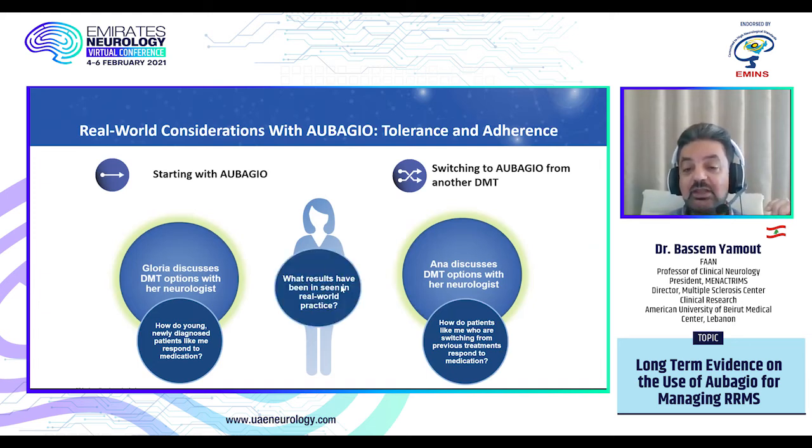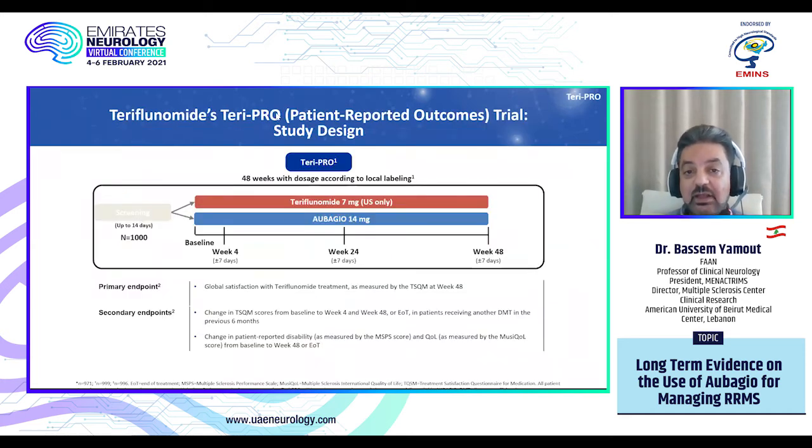So is there any real-world practice evidence to look at the tolerance of Obagio? And the answer is yes. The TerryPro trial was designed specifically to check the quality of life of patients and their satisfaction with Obagio. Around 1,000 patients entered at baseline were followed for a full year and were administered the TSQM, which is basically a quality of life questionnaire that reports patient-reported outcomes, the PROs.